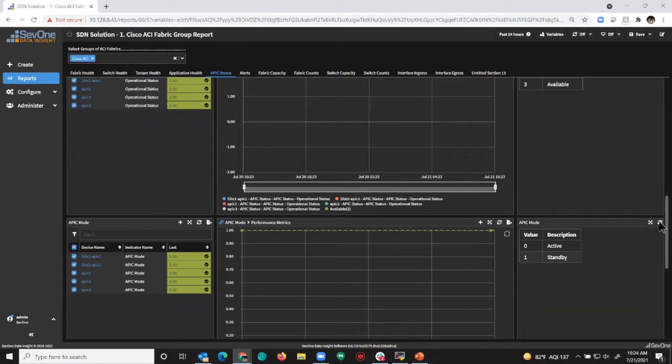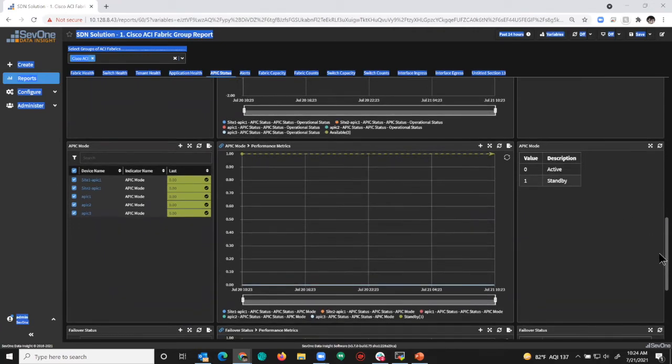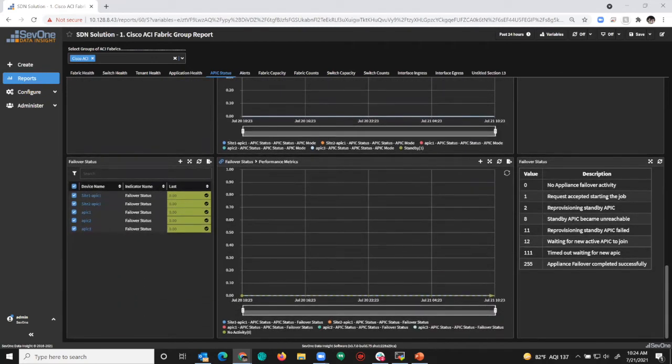There's also a mode where I can say, hey, I don't understand, why is that? Oh, okay, maybe this one APIC is in standby mode because he's a hot standby. He's not actually an active node. So I can understand what's going on with that. Some more important stuff is, oh, it's in failover state. What state is it in? Maybe it's failing over and getting ready to rejoin the cluster. So understanding the status of the APICs, which are really the brains of ACI.